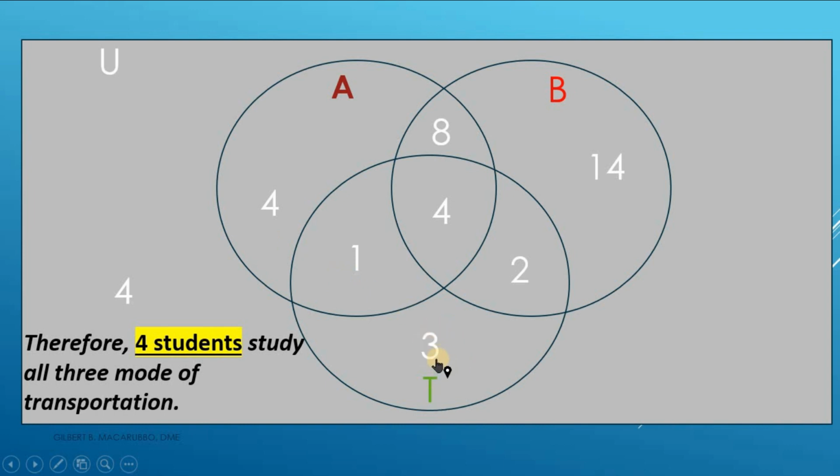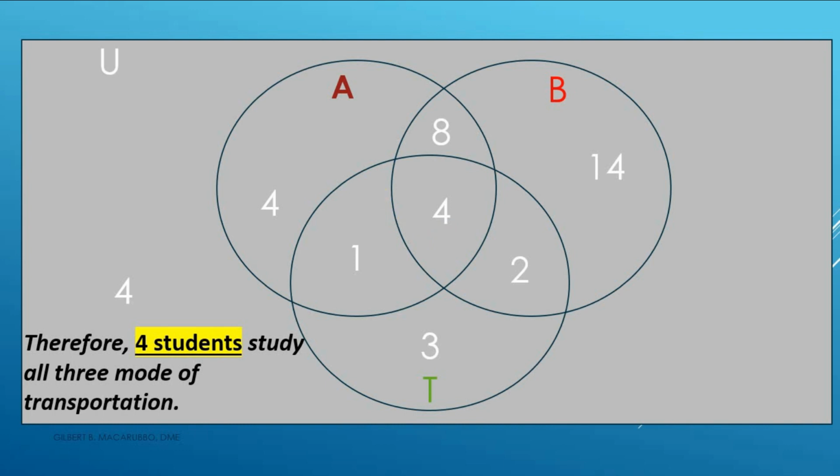So paano nakuha yung 1 naman dito? So the airplane, ang total ng sumakay ng airplane is 17. So we will add 4 plus 4 is 8 plus 8 is 16. So syempre 16, para makuha natin yung 17, magdagdag tayo ng isa. Okay. Next, kung paano naman nakuha yung 2? Kasi ang sumakay sa train is 10. So 4 plus 1 is 5 plus 3 is 8. So para makumpleto yung 10, dagdagan natin ng 2.